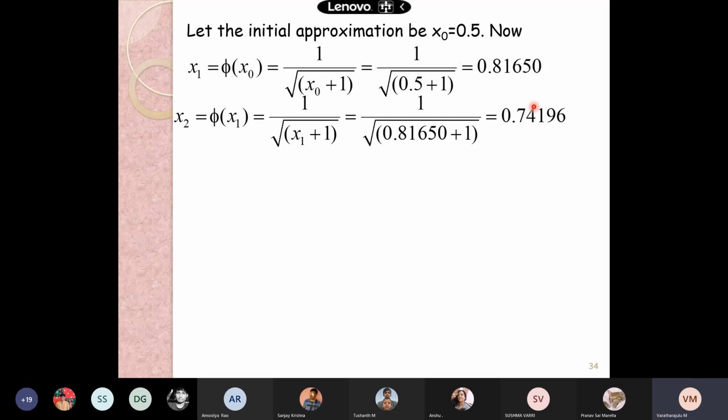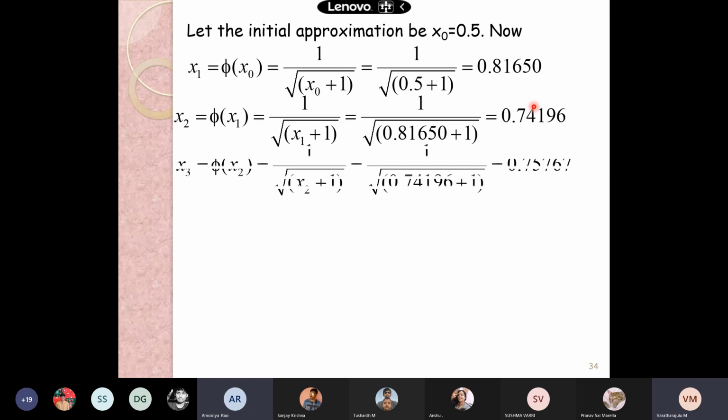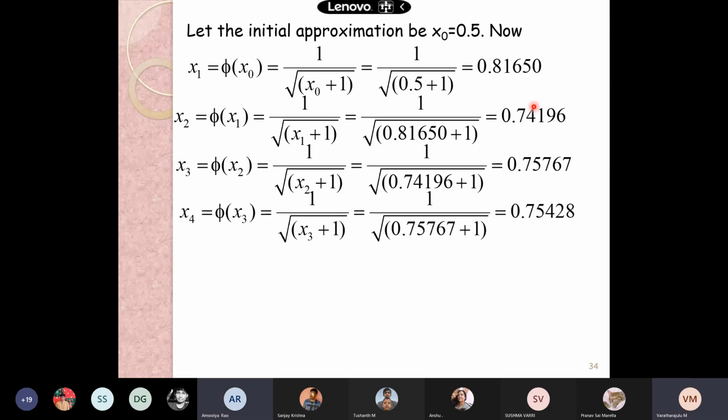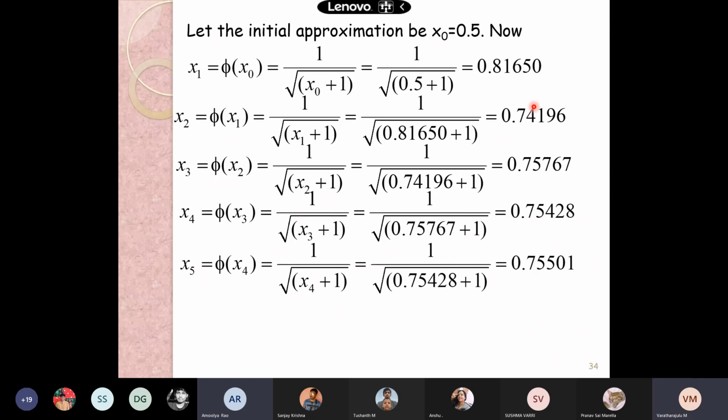Okay, tell me, Amolya, what is our x3? 0.75767. Very good. Then x4. 0.75428. Then x5. 0.75501. Yes. Then 0.75485. Very good.